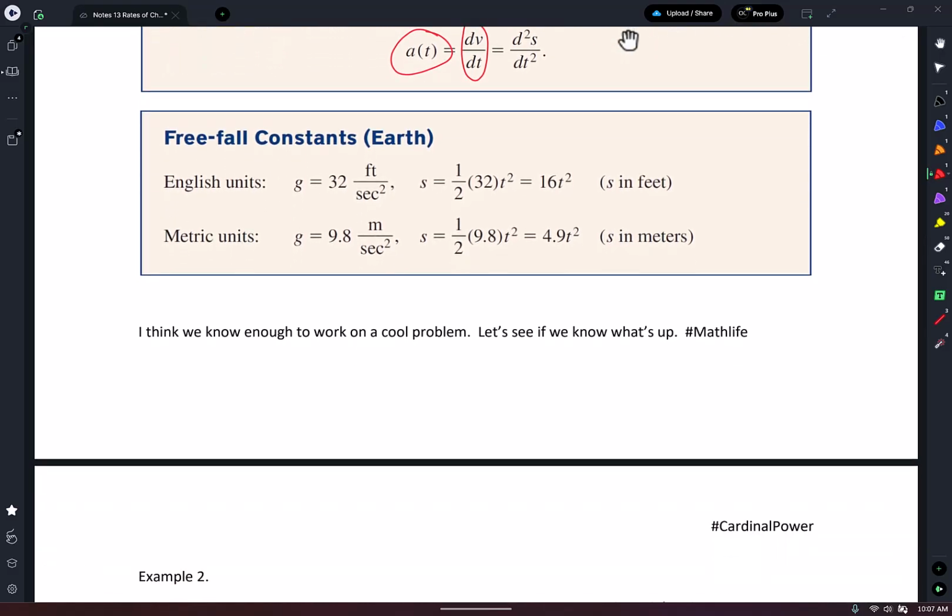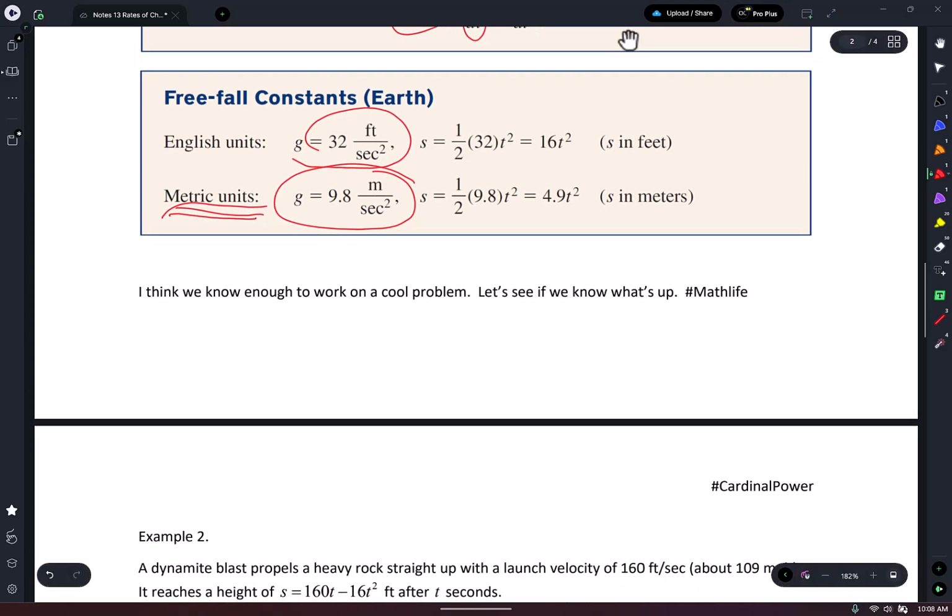Acceleration due to gravity, guys. If you're talking about English units, you're going to say 32 feet per second per second. If you're talking about metric units, which the whole world uses, you're going to say 9.8 meters per second squared. Usually you want to say negative because downward is negative, but not a big deal.